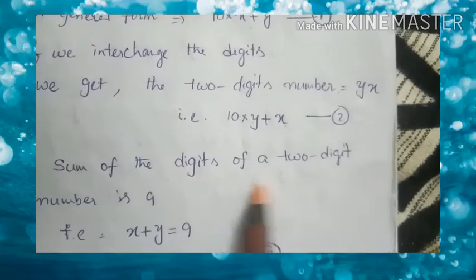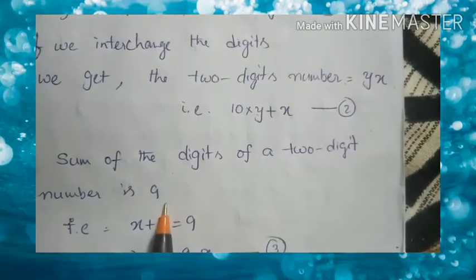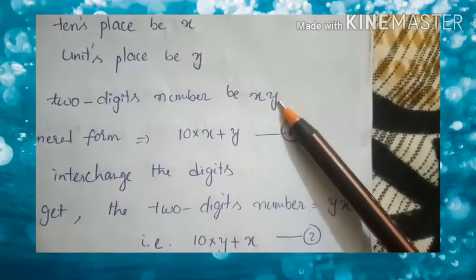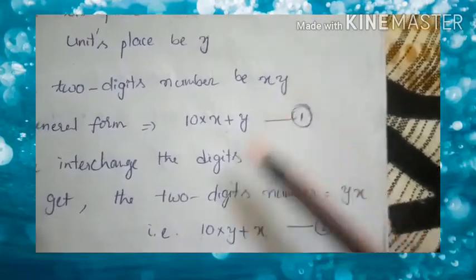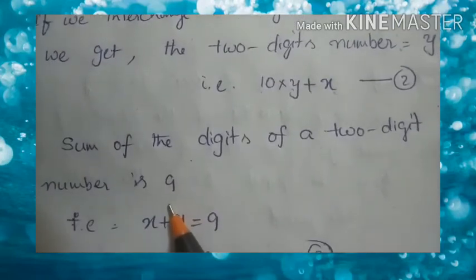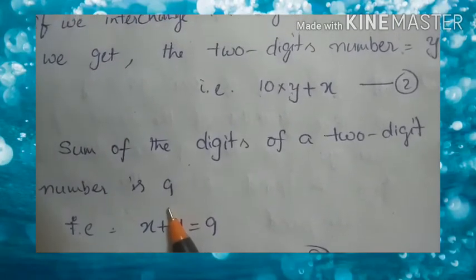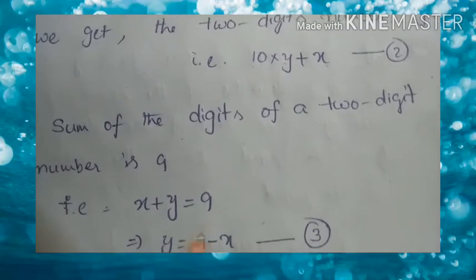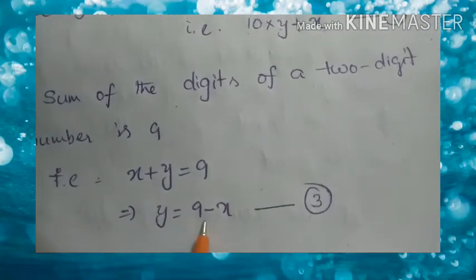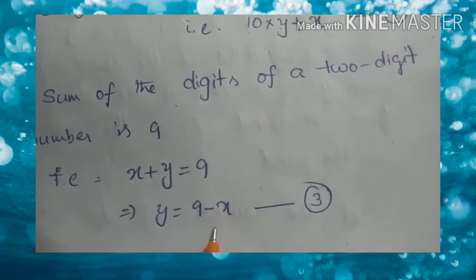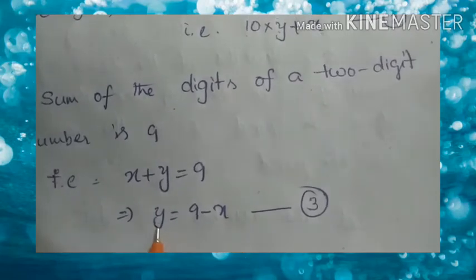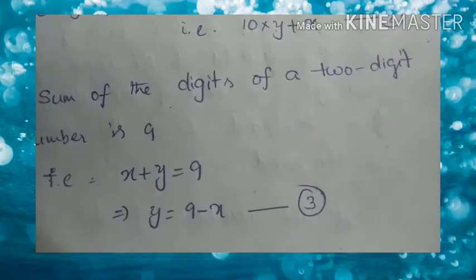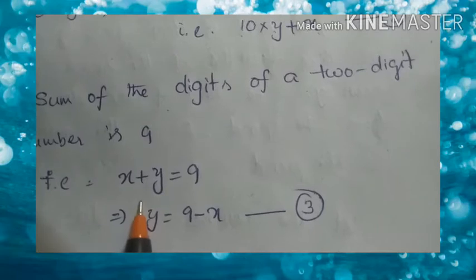The sum of the digits of a 2-digit number is 9. What is the number we took? xy is the number. If you add these 2, then you will get 9. That is the condition. So x plus y is equal to 9, so y is equal to 9 minus x. Already you know why I took y: we are doing only one-variable sums.